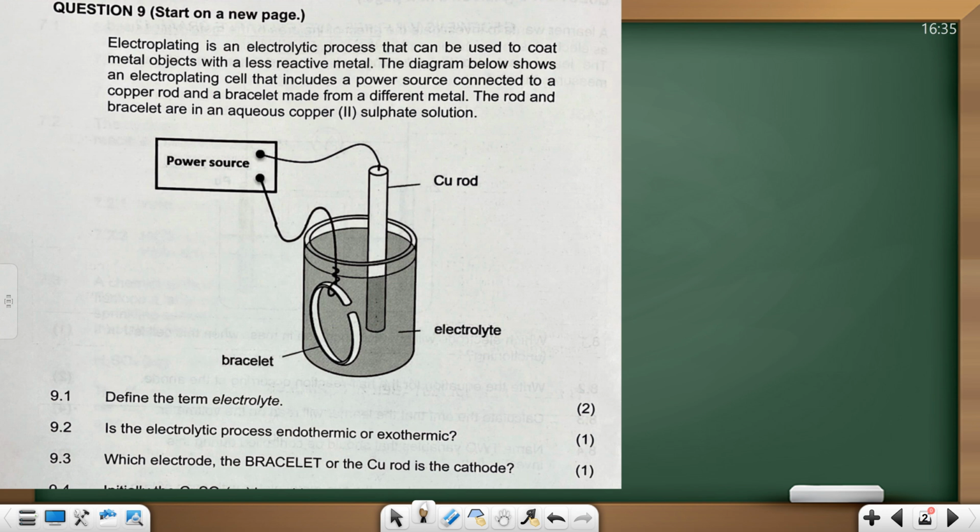So just to recap, how do you differentiate between endothermic and exothermic? All right, I'm going to just tell you this. Electrolytic cell is endothermic. Galvanic cell is exothermic. Here, because we are using electrical, we're taking in electrical energy.